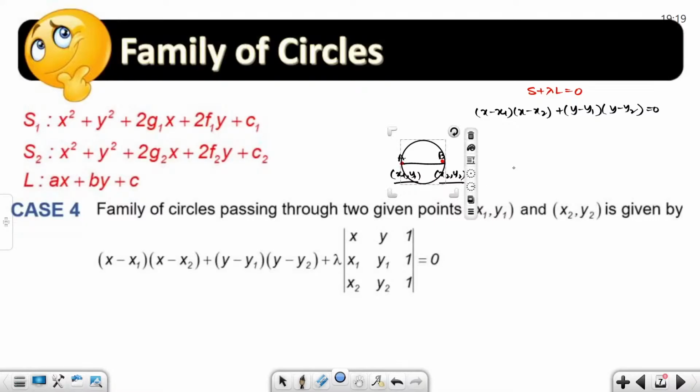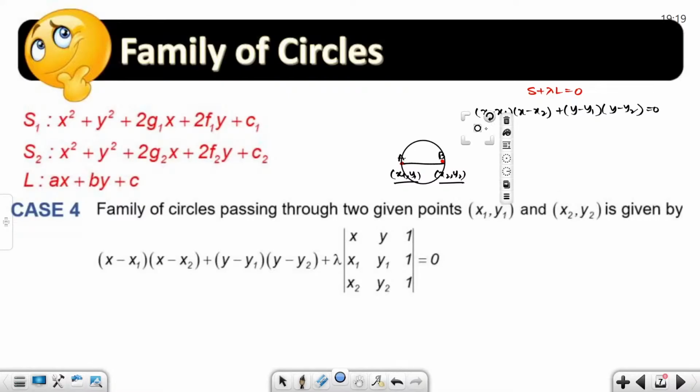Is it clear? Now this is the equation of that circle whose AB is the diameter. Now I need to find the family, so I need the equation of the line. We can find the equation of the line AB by using the two-point form.